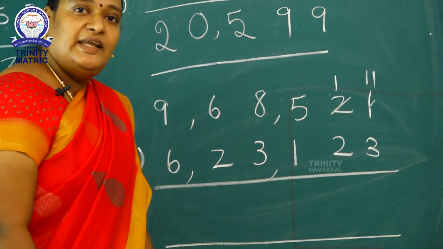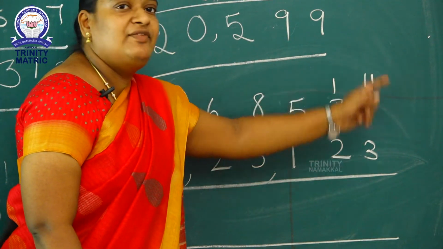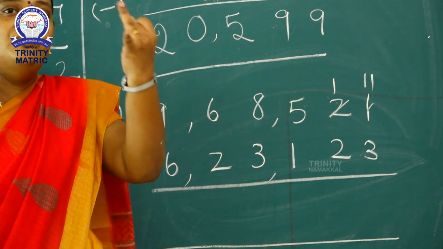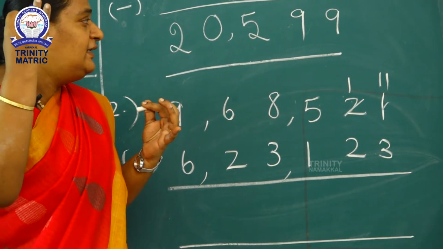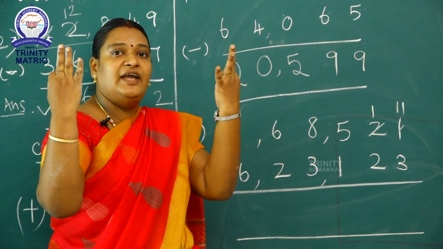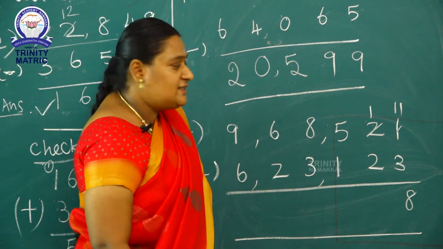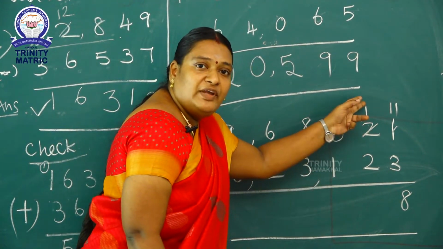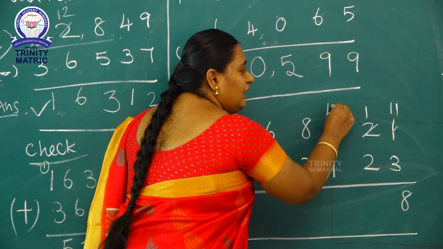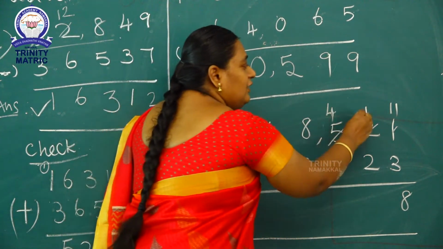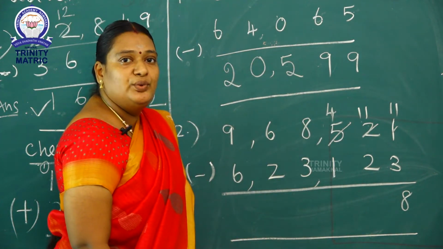So 11 minus 3 is, count it. So you count after 3 up to 11. Okay, after 3: 4, 5, 6, 7, 8, 9, 10, 11. So how many fingers do we have? 8 fingers. So 11 minus 3 is 8. And next, we cannot subtract 2 from 1. What do we have to do? We have to borrow. So we have to borrow from this 5, 5 will become 4 and this 1 will become 11. So subtract 11 minus 2. So 11 minus 2 is 9.